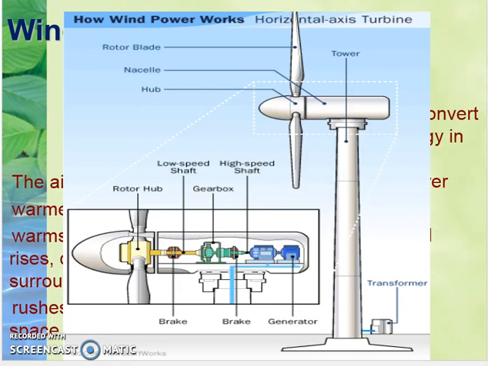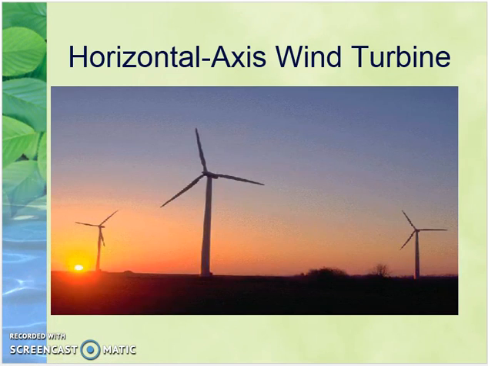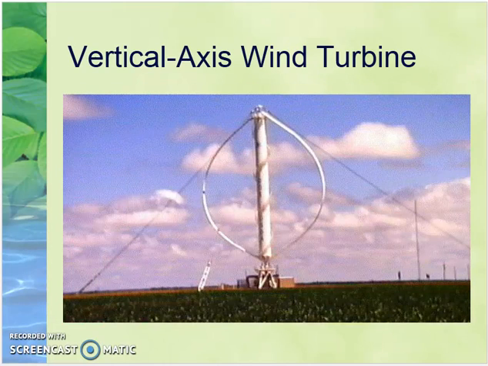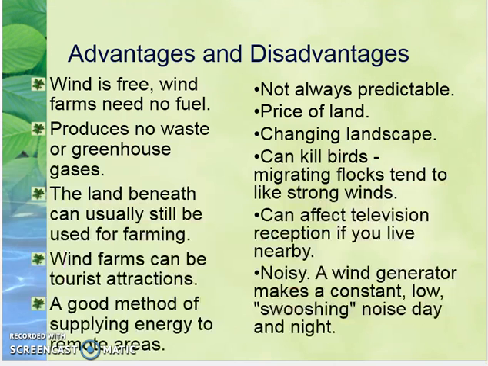That is the windmill. The windmill contains many parts. A windmill is a device used to convert wind energy into a useful form of energy, that is electrical energy. Many types of windmills are used: the horizontal axis wind turbine and the vertical axis wind turbine. These wind turbines are classified based on the axis of rotation. In the horizontal axis turbine, the axis is parallel to the wind. In the vertical axis wind turbine, the axis is perpendicular to the wind. These are the advantages and disadvantages of wind energy.